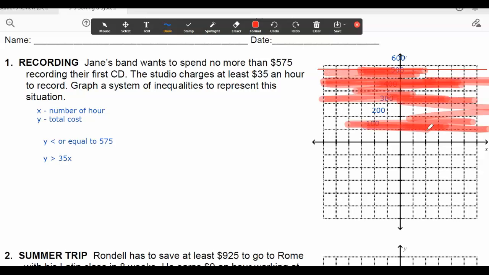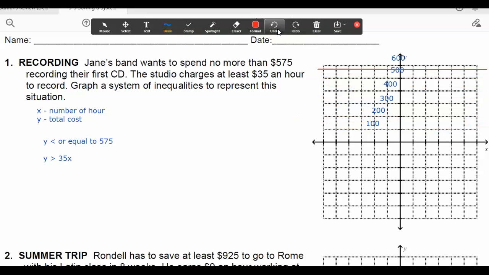Ooh, Zoom is very dark. Okay, we talk later. All right, so that would all be shaded below.